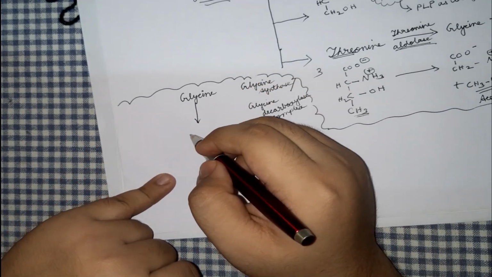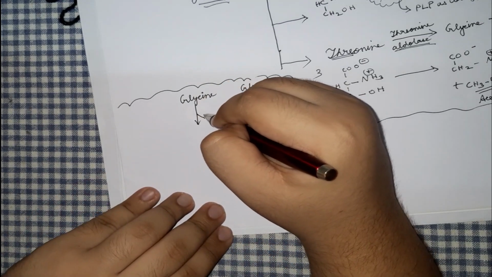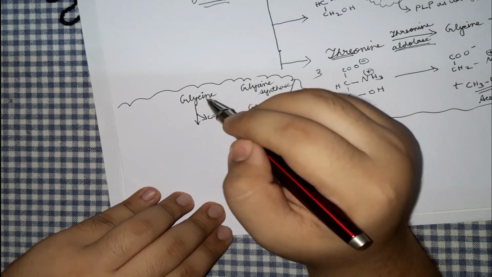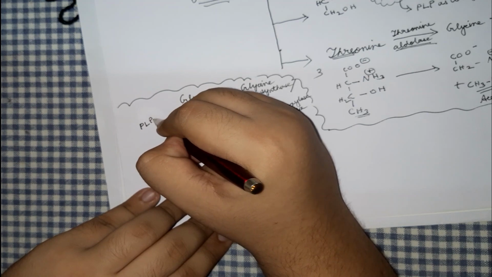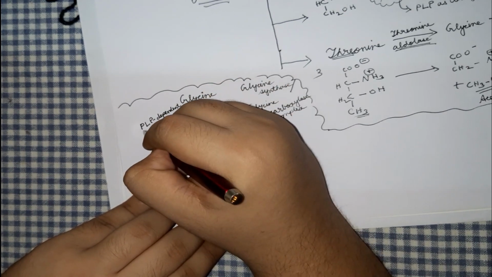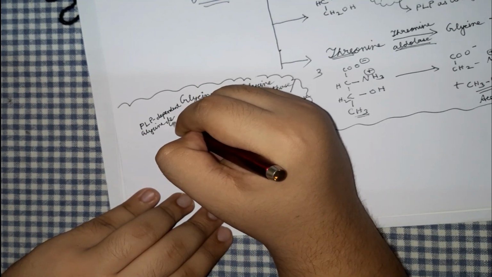So this multi-enzyme complex has different enzyme components, and we will discuss them one by one. At the very first, what happens is decarboxylation. A carbon dioxide is taken out. This is carried out by the enzyme PLP dependent glycine decarboxylase.